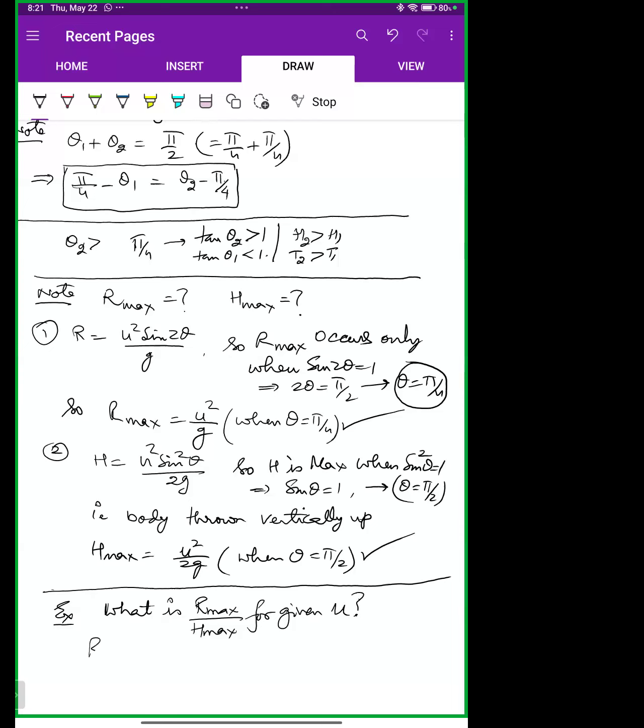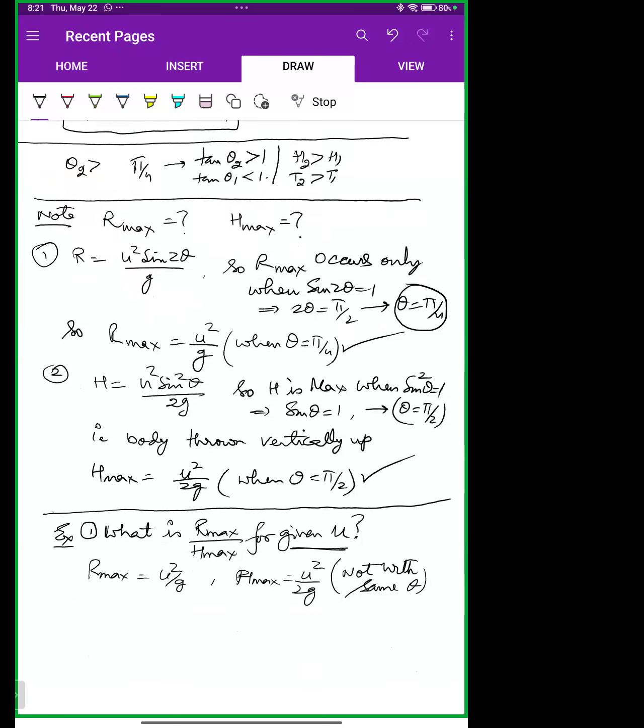So, R max is equal to U square by G, and H max is U square by 2G, but not with the same theta. But they have not asked you whether it is the same theta. But if for a given U, when they said U is fixed, then this can only be the answer. Example 1. Okay. Come to example 2.